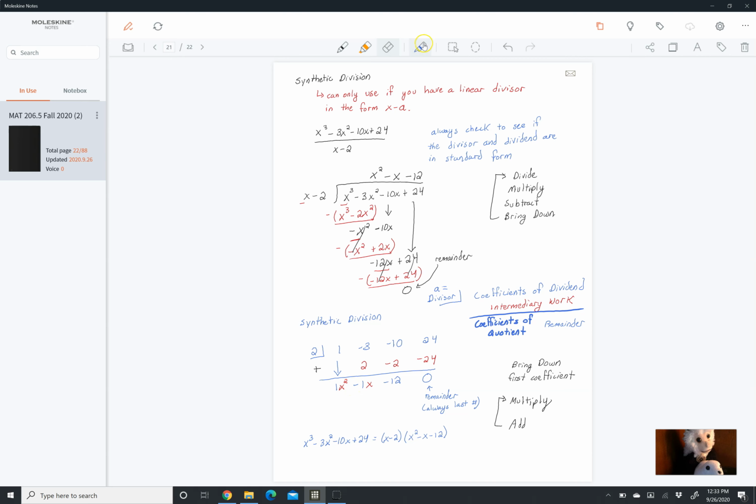Okay, so let's just put that in. I'll put it in down here. So the degree of the quotient is always one less than the degree of the dividend.